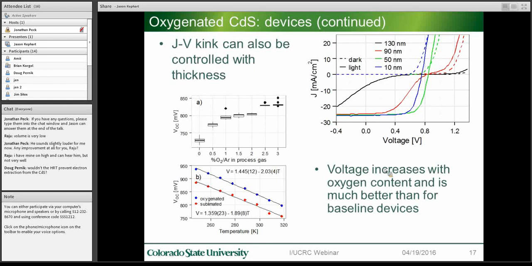And interestingly, the voltage increases steadily with oxygen content. If you compare this to a device with sublimated cadmium sulfide over a range of temperature, you see that the slopes are essentially the same, but the intercepts are different by about 40 to 50 millivolts. And this is a combination of both the higher bandgap absorber due to the lack of sulfur interdiffusion, as well as reduced interface recombination.